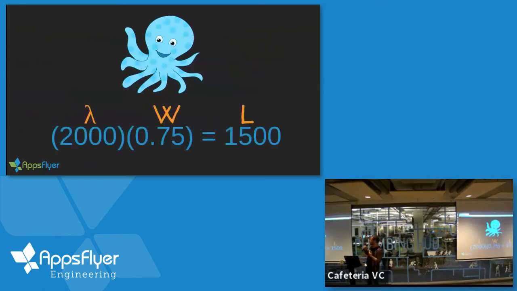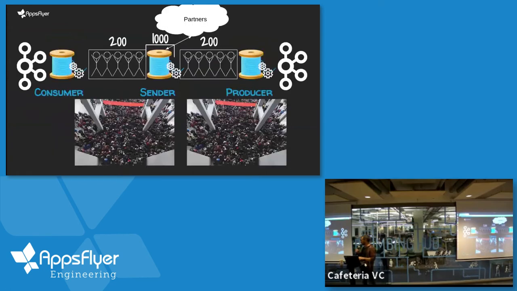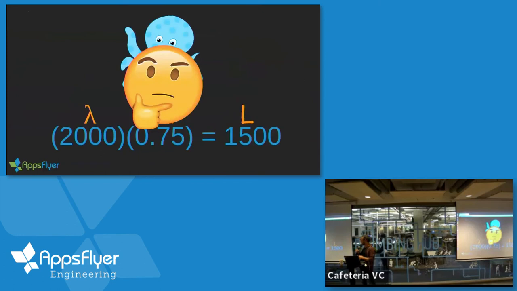So we can plug these numbers into Little's Law and try to start getting some intuition here. When we plug these numbers in, we get our 2,000 messages per second rate, 0.75 second waiting time, and it comes out to 1,500. Okay, that's a weird number, 1,500, because we only have one service processor, right? So where does this number 1,500 come from?